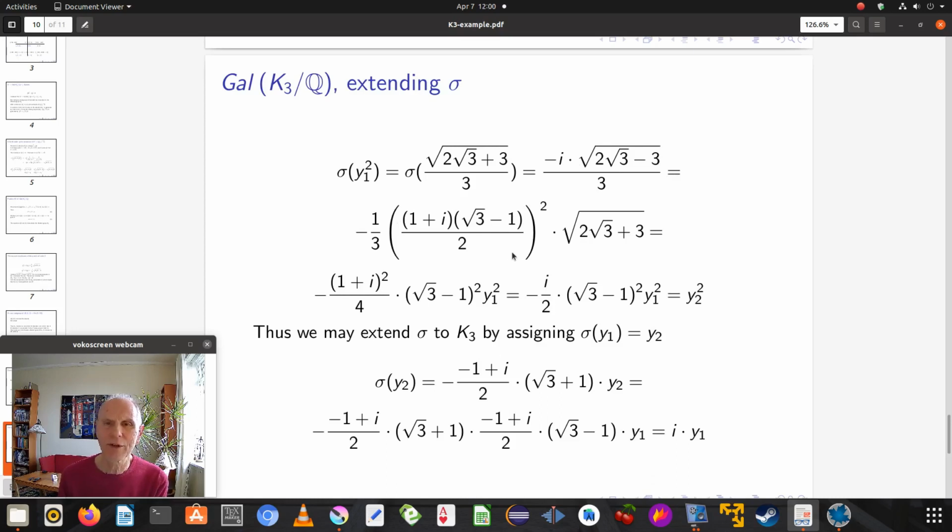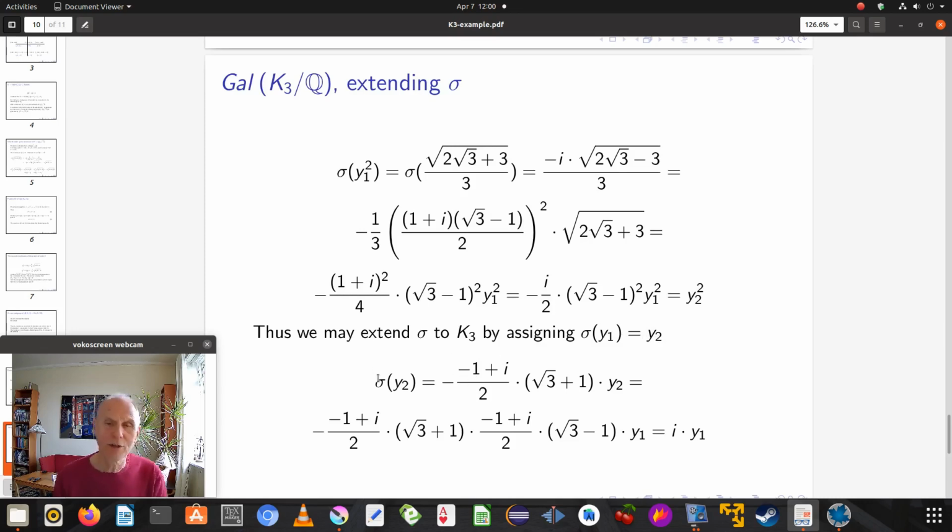And then we use the formula for y1. That's this divided by 3 squared, y1 squared. So this is what is left. This gives minus i halves, and that's just y2 squared. So that means we may extend sigma by assigning sigma of y1 to be y2.